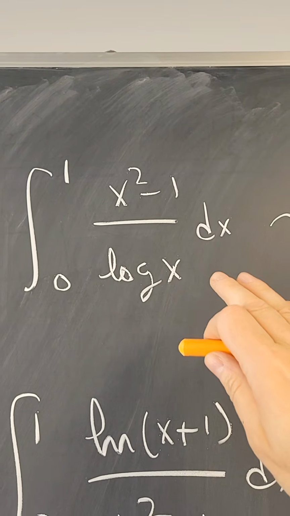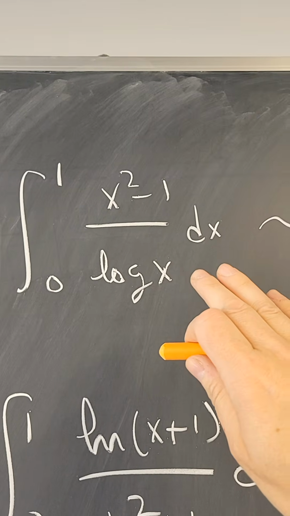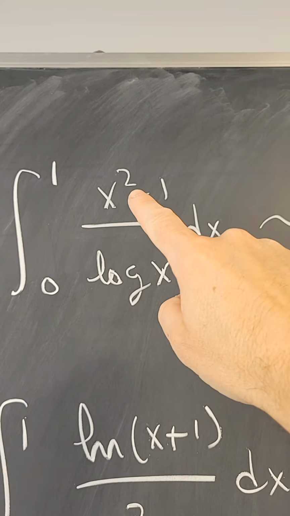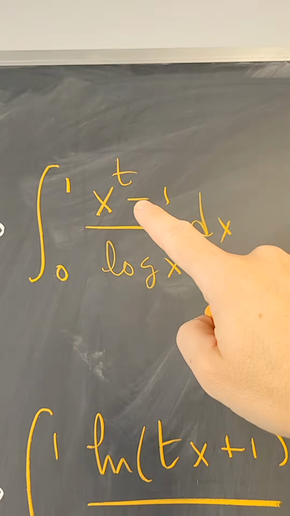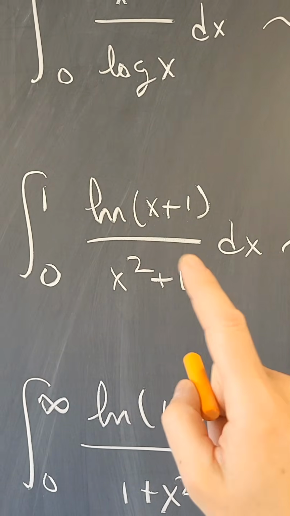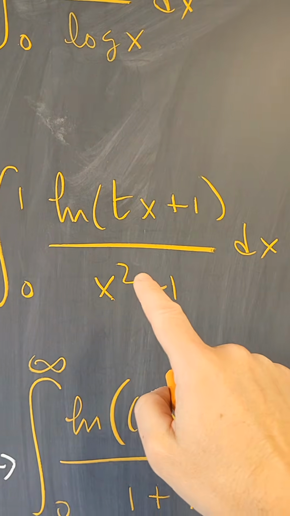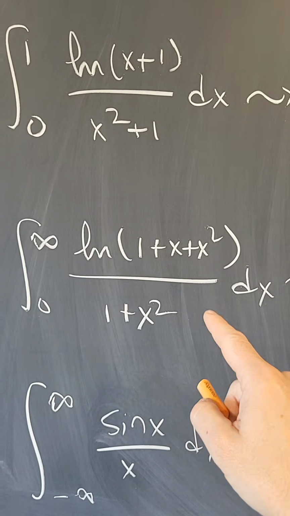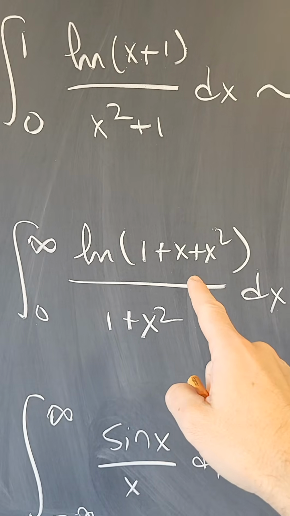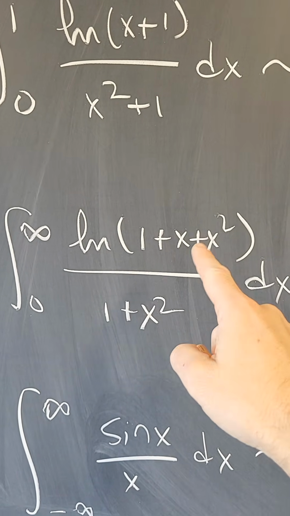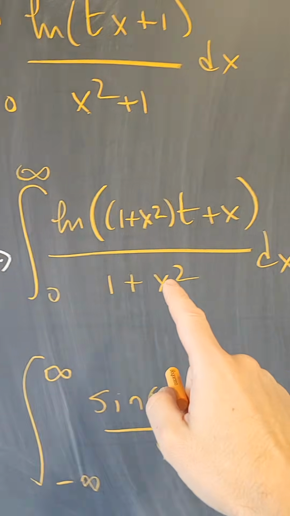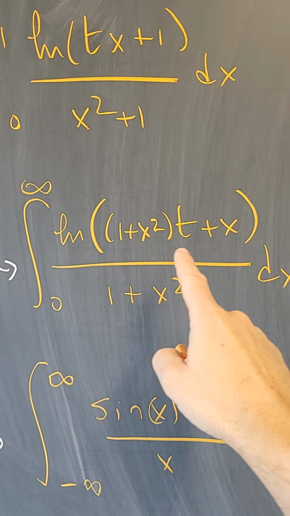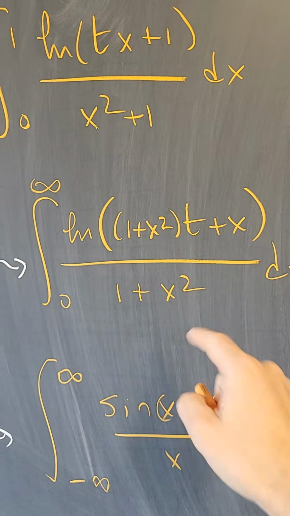So for this integral, which appeared in the original video about this trick, instead of the exponent 2, we put a parameter t. For this integral, we're going to put the parameter right there, so we get this parametric integral. For this integral here, which is similar to that one, you would think maybe t times this would work, but no, that's not the parameter that works. The parameter that works is t times 1 plus x squared.